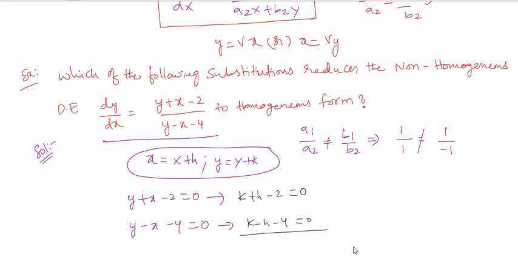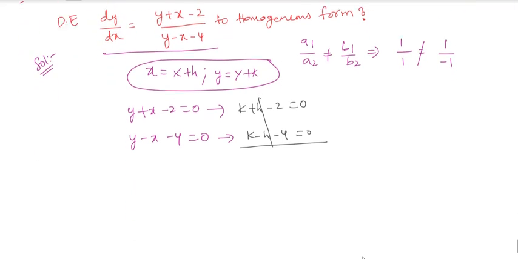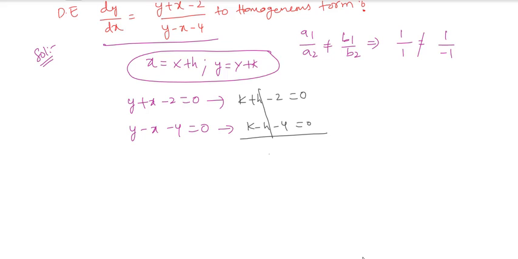Yeah. So now if I add these two equations, h will get cancelled, and the value 2k is equal to 6, so k is equal to 3. Once I have the value of k, if I substitute it in any one of these, I'll get the value of h also. So 3 plus h minus 2 is equal to 0, so h is equal to minus 1.